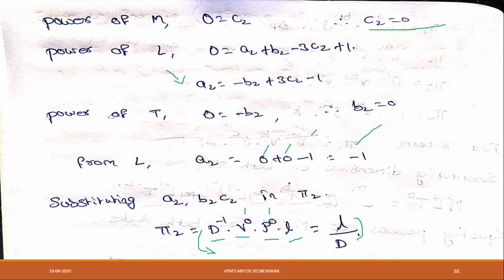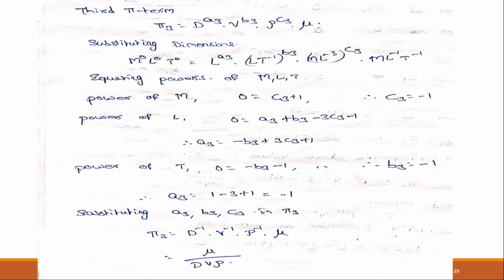Now the third pi term, that is pi 3, is equal to d to the power of a3 into v to the power of b3 into rho to the power of c3. Again the same procedure, find out the values of a3, b3 and c3. Here I am getting a3 as minus 1, b3 as minus 1, c3 as minus 1. The procedure is the same, but the only change here is that the mu value will be changed.